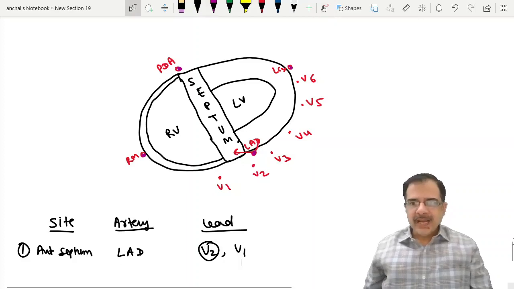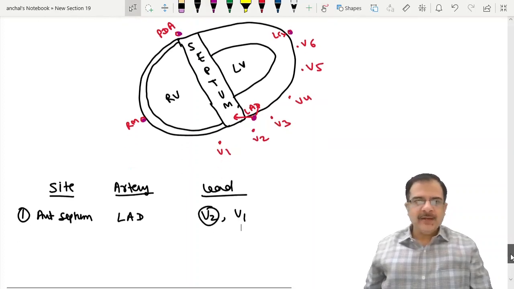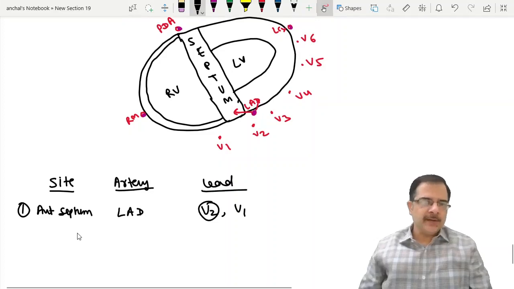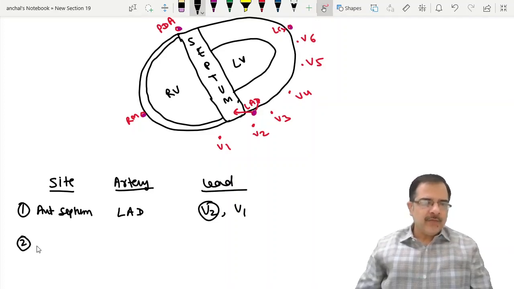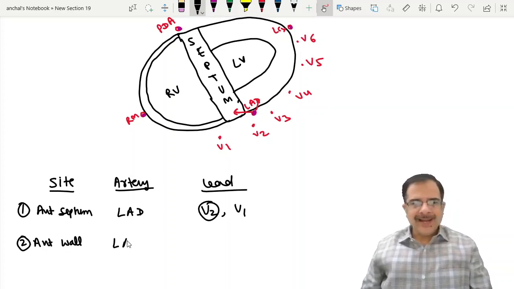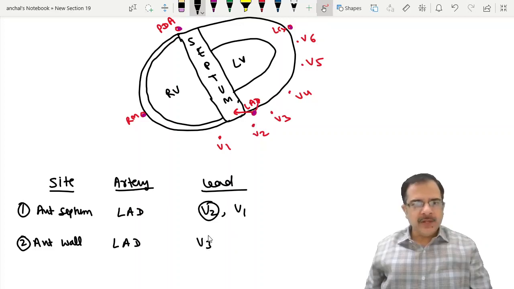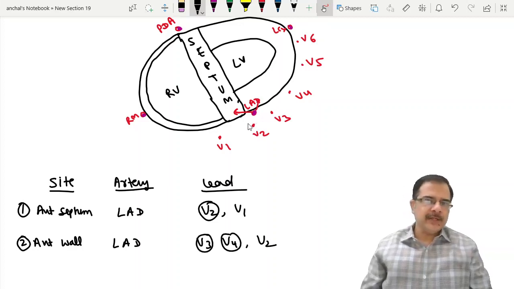While for the anterior wall of the left ventricle, whenever we are seeing an anterior wall, we are assuming it to be a left ventricle wall. So the anterior wall is supplied by LAD, left anterior descending, and it is represented mainly by V3, V4, but also V2. So V3, V4 as well as V2. V2 can also represent here.